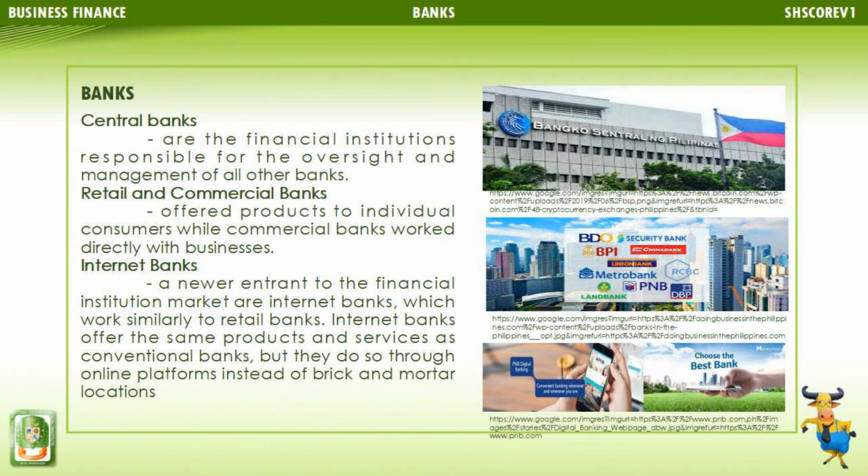Banks. Central banks are the financial institutions responsible for the oversight and management of all other banks. Retail banks offer products to individual consumers, while commercial banks work directly with businesses. A newer entrant to the financial institution market are internet banks, which work similarly to retail banks. Internet banks offer the same products and services as conventional banks, but they do so through online platforms instead of brick-and-mortar locations.